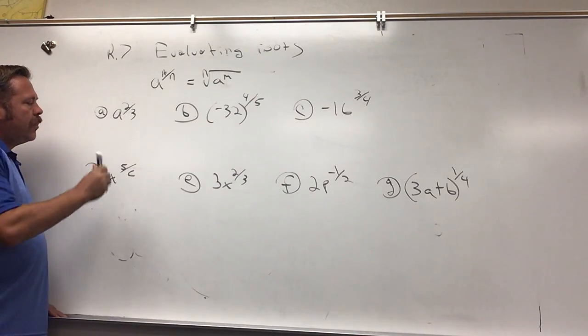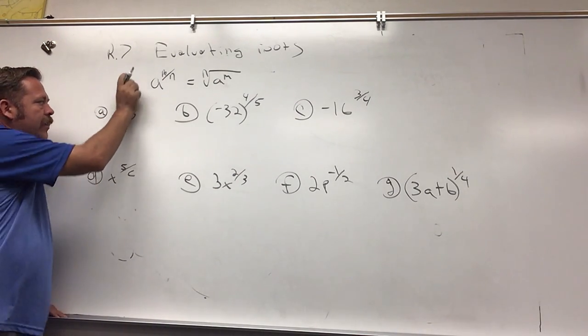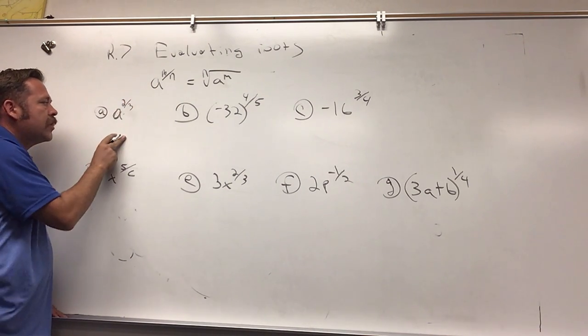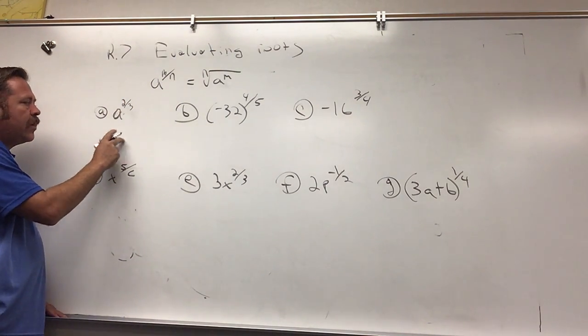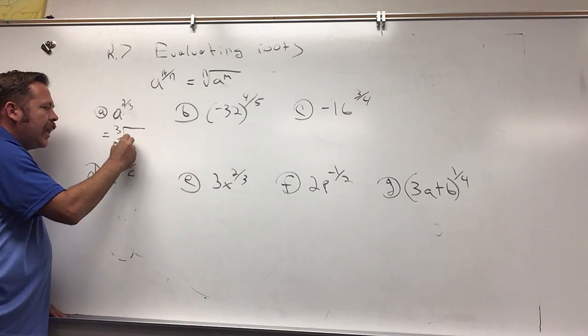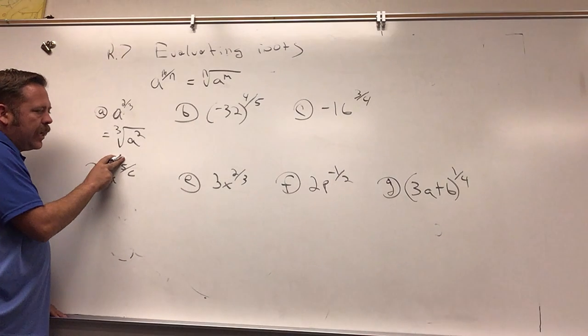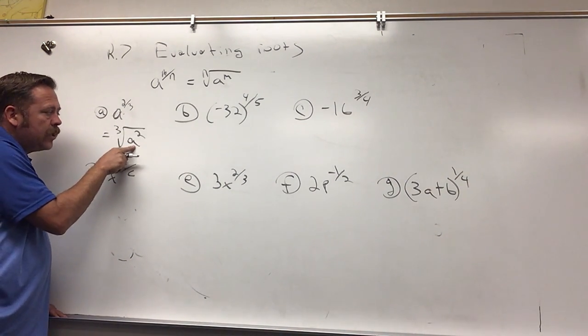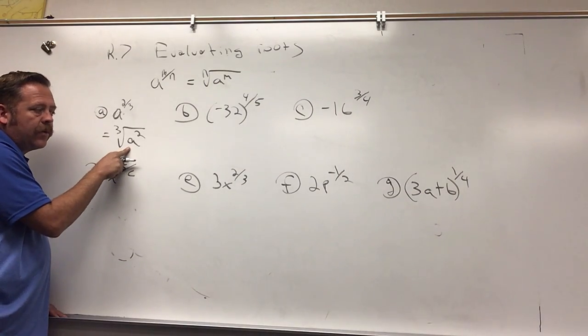Now, here I have a to the power of 2/3. Well, if I wanted to convert that, my root number would be 3, and I would be left with a squared. Now, do I have enough a's to pull an a out? I don't, so it would stay just like that.